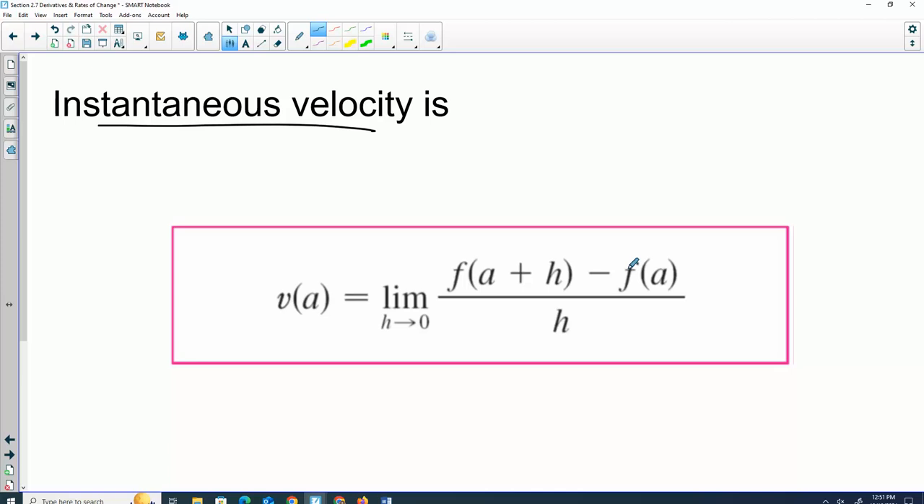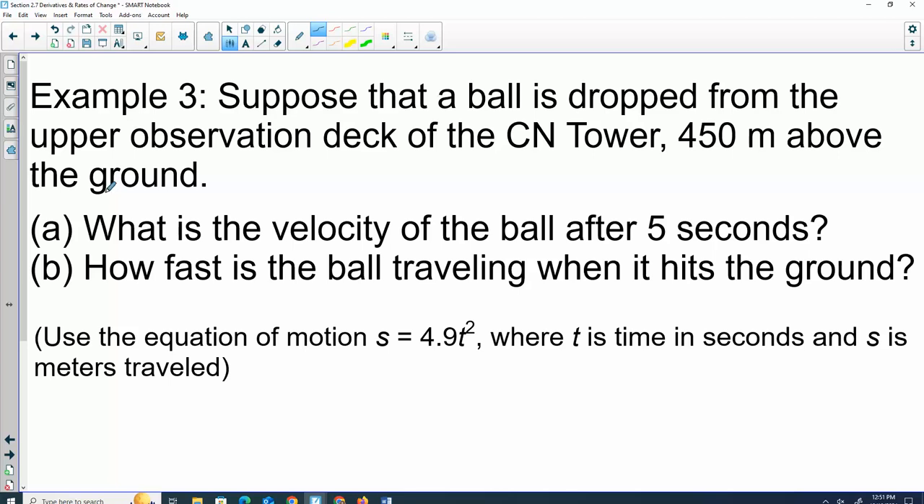So it's the exact same thing when I'm asking you to find velocities, it just has a different name. So a tangent line and an instantaneous velocity are the same. The slope of the tangent line is the instantaneous velocity. Okay. So probably our last example of the day.